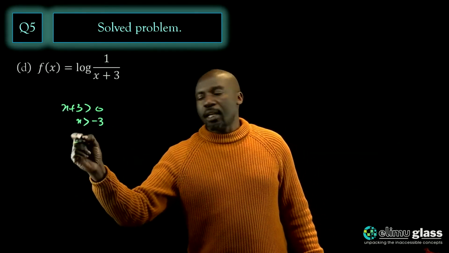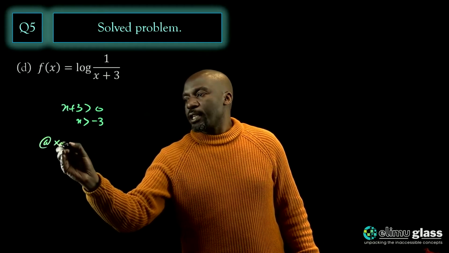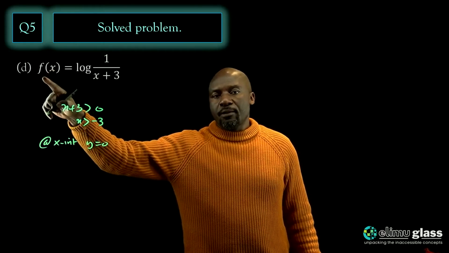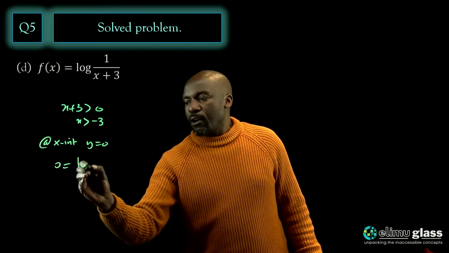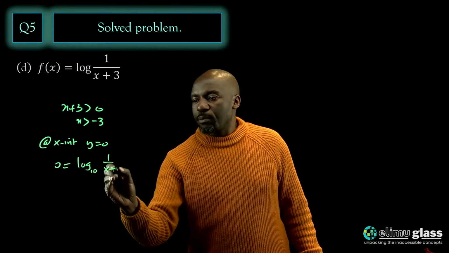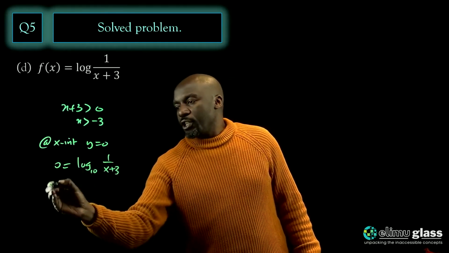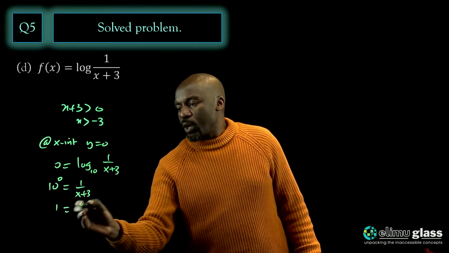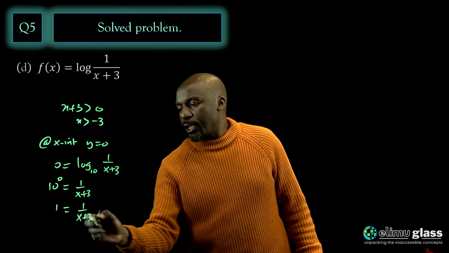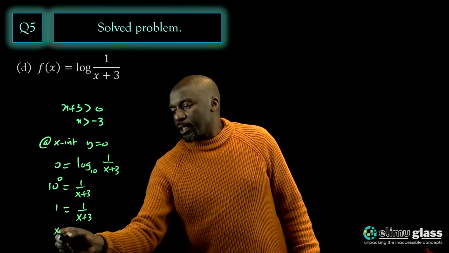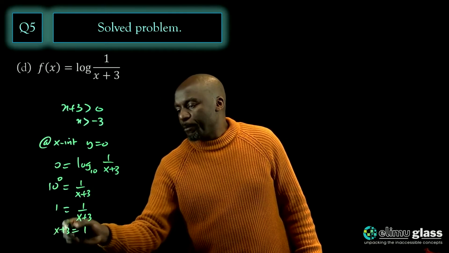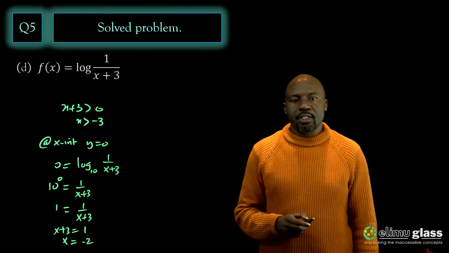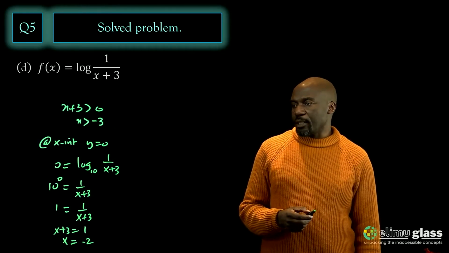Where the graph crosses the x-axis, so we can say at x-intercept, y is 0. So we make that 0. Okay, 0 is log to base 10 of 1 over x plus 3. Change to index notation, becomes 10 power 0 is 1 over x plus 3. 10 power 0 is 1, 1 over x plus 3. Cross multiply, and x plus 3 is 1, and therefore x has to be negative 2. So we know the graph crosses the x-axis at a point where x is negative 2.